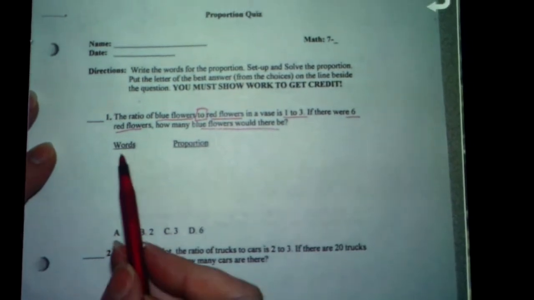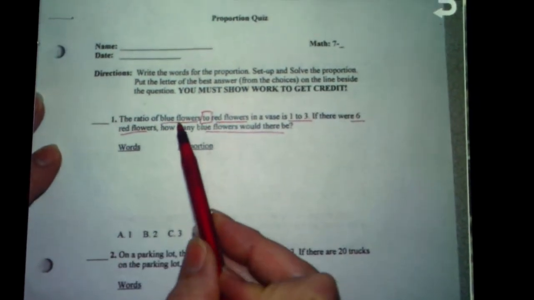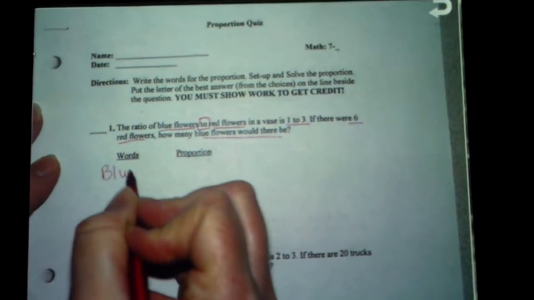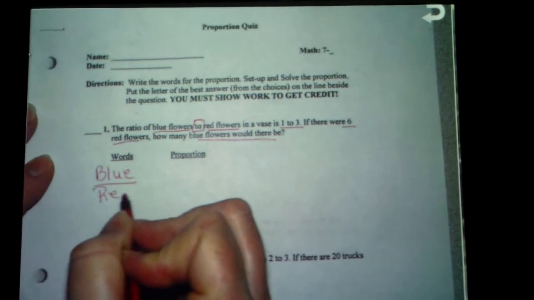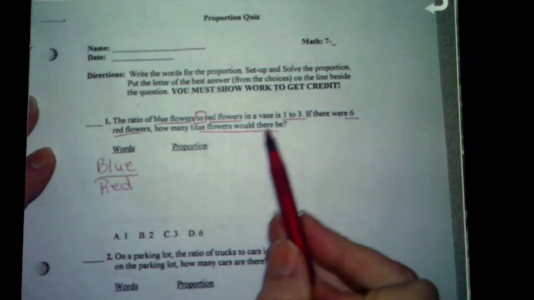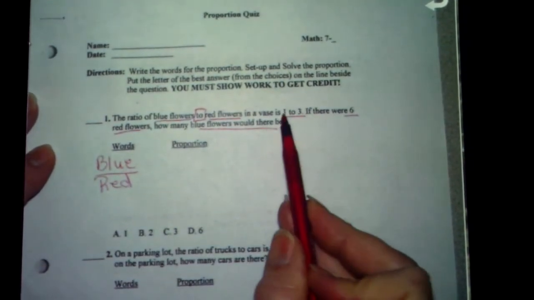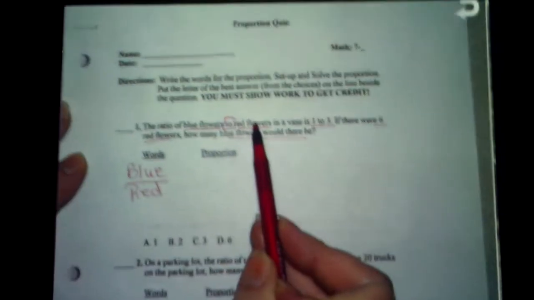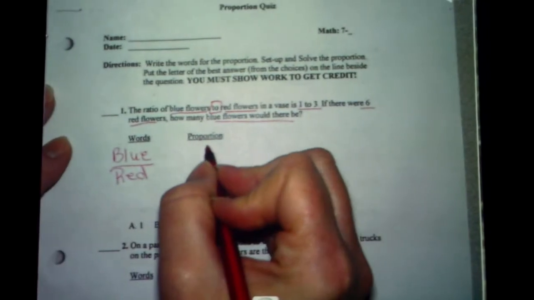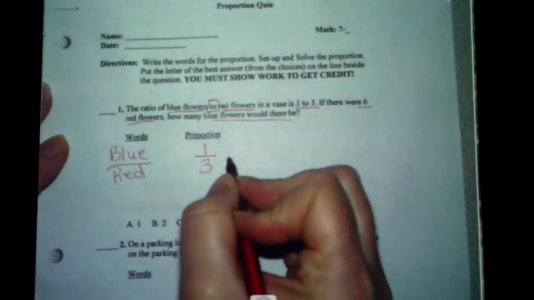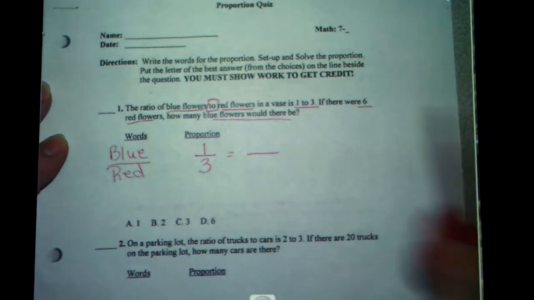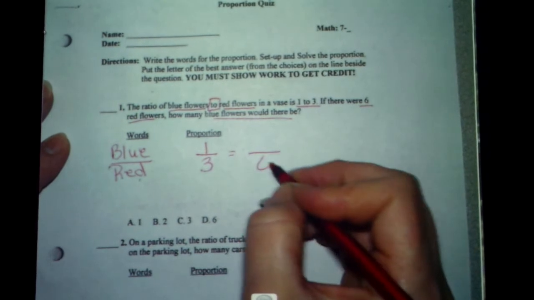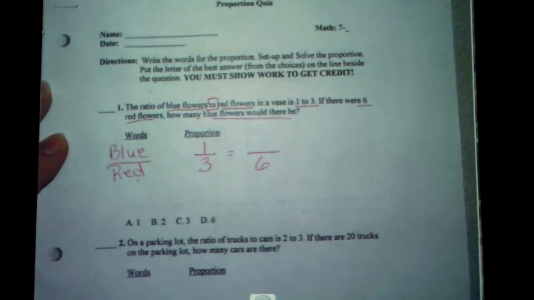Okay, I'm going to go back and look for my words. Blue flowers to red flowers. So I know I want blue to red. Now this says 1 to 3, so that means this is my blue, this is my red, because it's the same order as my words. So 1 to 3 equals, this says 6 red flowers, red is on bottom, so 6 goes on the bottom. I have my proportion set up.